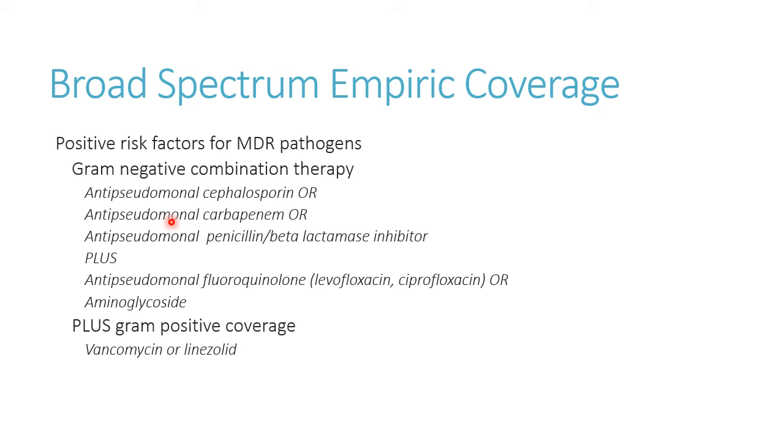How about an anti-Pseudomonal carbapenem? All of them except ertapenem, which includes imipenem, cilastatin, meropenem, some doripenem potentially you could use. Or you could use an anti-Pseudomonal penicillin beta-lactamase inhibitor, and the only 1 drug we have for that, Zosyn, piperacillin tazobactam. That's the big one there. So you're going to use 1 of those plus an anti-Pseudomonal fluoroquinolone like levofloxacin or Cipro.